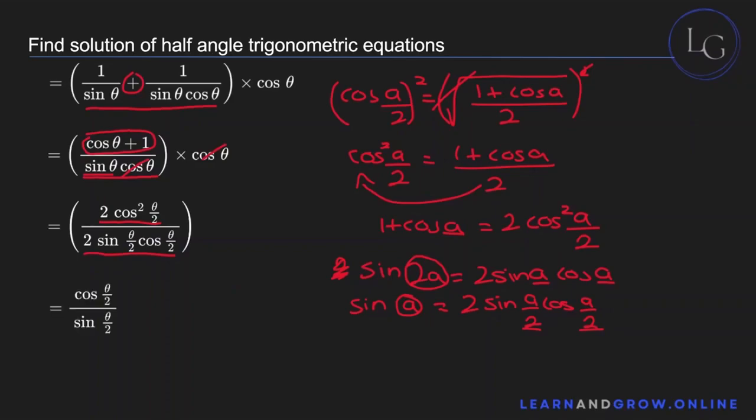And now you can just cancel out this cos theta with one of the cos theta in the denominator, in the numerator. So you're left with, and you can also cancel out this 2, by the way. So you're just left with cos theta by 2 over sine theta by 2. And that just becomes cotangent theta by 2, and that was equal to the right hand side. And so we've proven that the left hand side is equal to the right hand side.